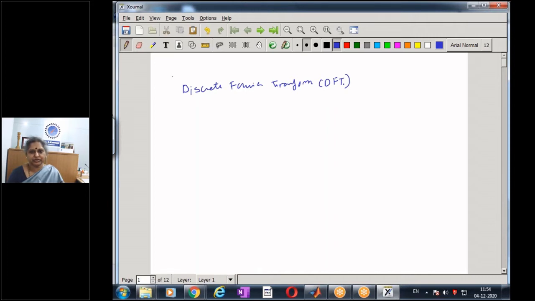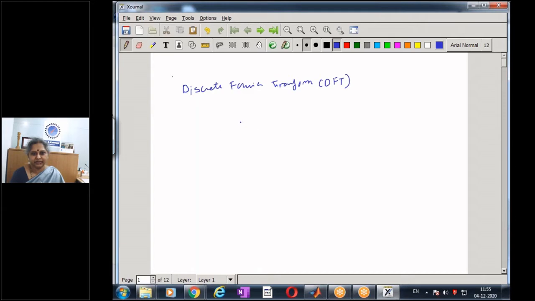This is the fourth module on the topic discrete Fourier transform. In the first module, we got introduced to the DFT. In the second module, we tried to relate the analog and the discrete frequencies. In the third module, we took up some examples and we saw that we can compute the spectrum of a signal from its DFT. Today, we shall focus on certain properties of the discrete Fourier transform.